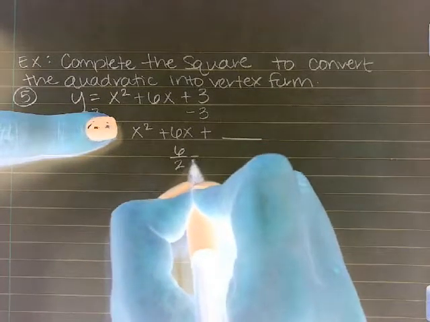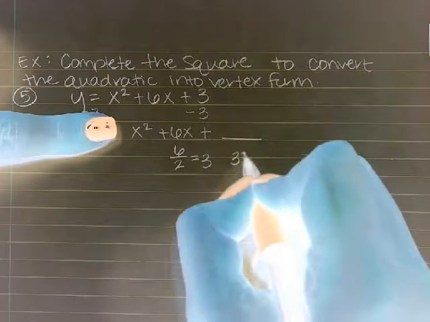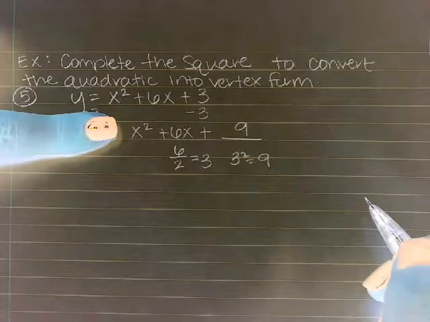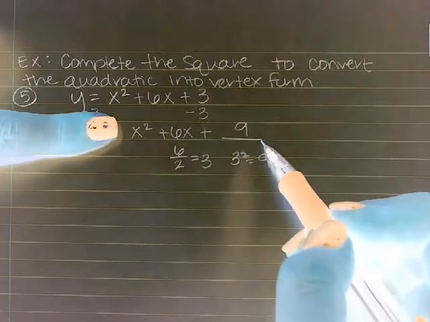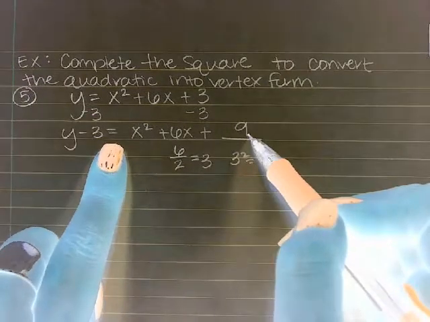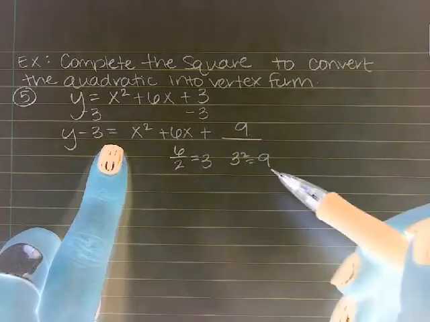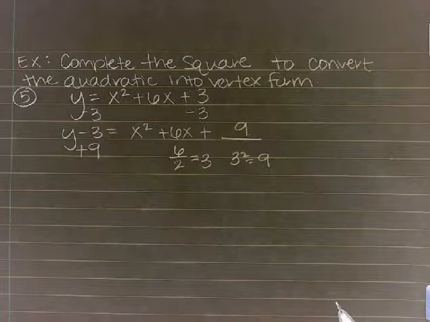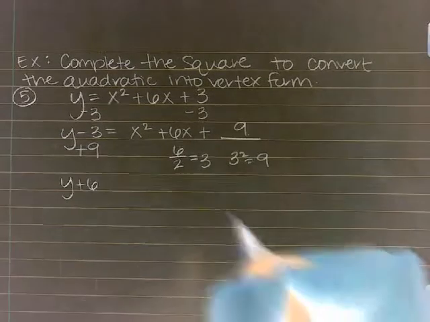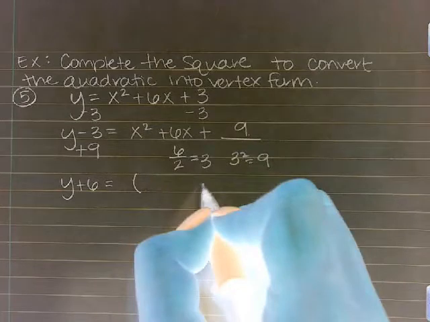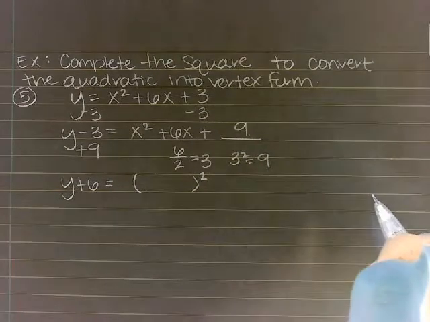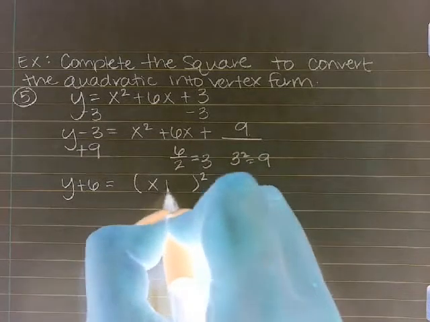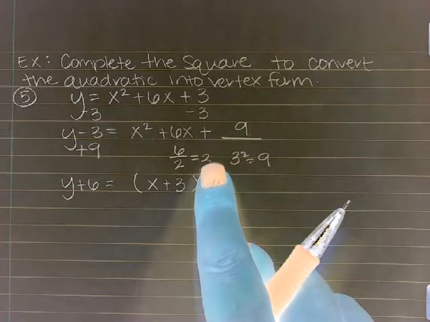6 divided by 2 is 3. 3 squared is 9, so 9 completes the square. All right. Now, this is an equation, so if I add 9 to the right side, what do I have to do to the left side? Add 9. So on the left side, I have y plus 6. On the right side, I have a completed square, which is what? X plus 3. And it's plus 3 because that's what we got when we divided by 2, right?